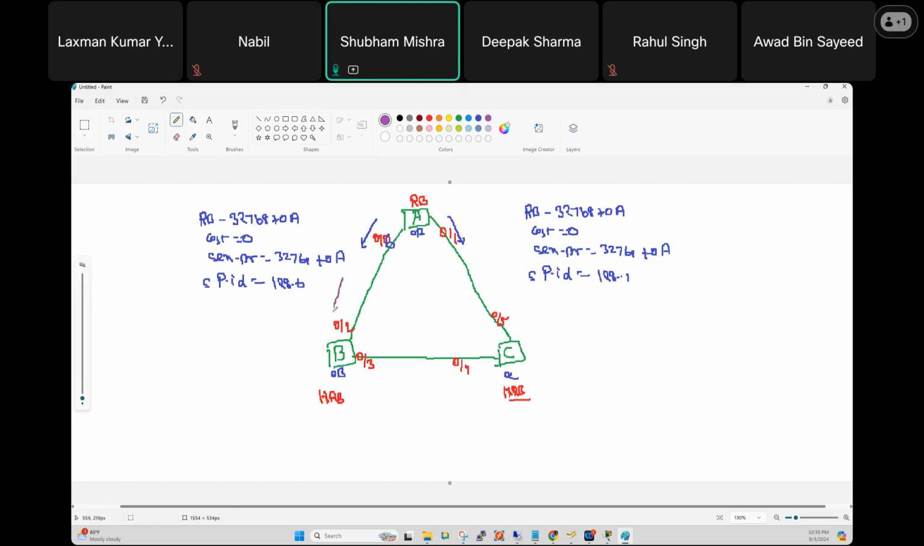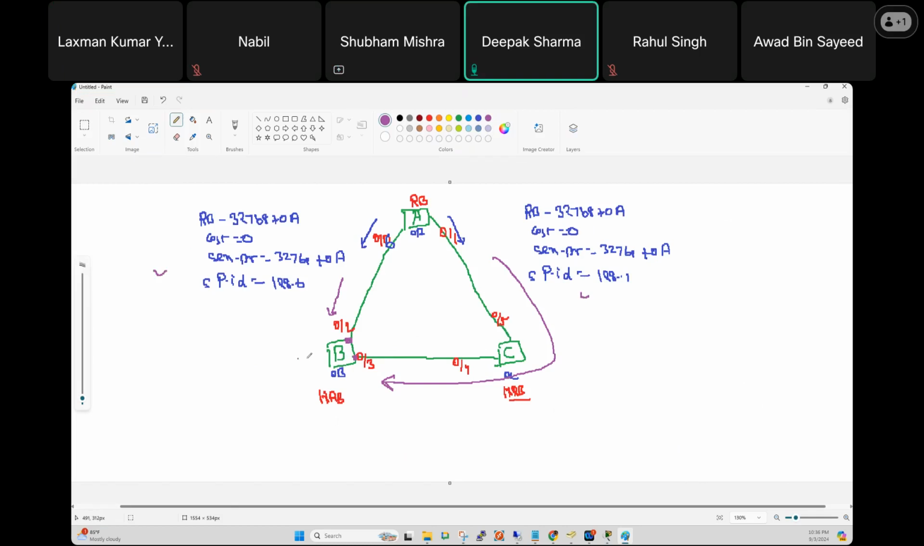This BPDU reaches switch number B on interface 0/2, and this BPDU reaches switch number B on interface 0/3. Clear, everyone? Now switch number B is receiving the same BPDU on this interface as well as on this interface. Switch B will decide on which interface it is receiving the better BPDU.